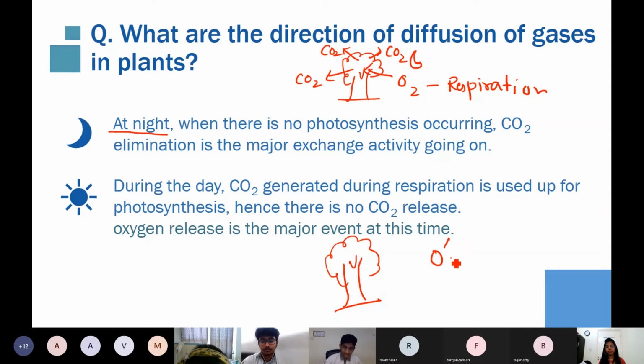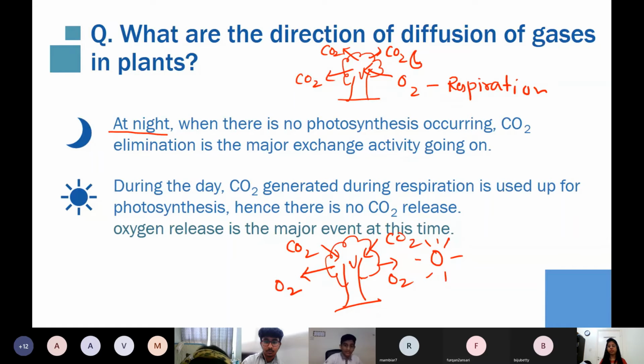And this is day. Which gas will come out? Oxygen. Photosynthesis happens, so oxygen will come out. Which gas will go in? Carbon dioxide.